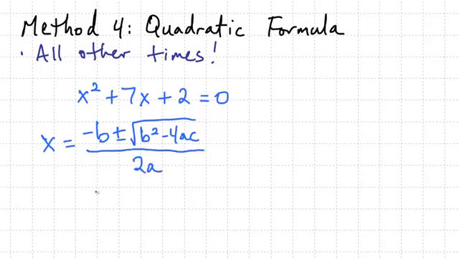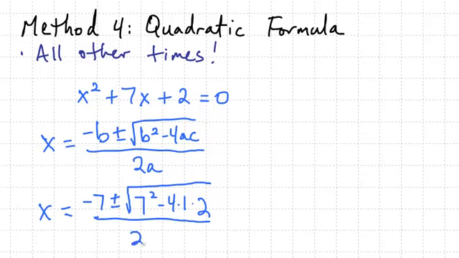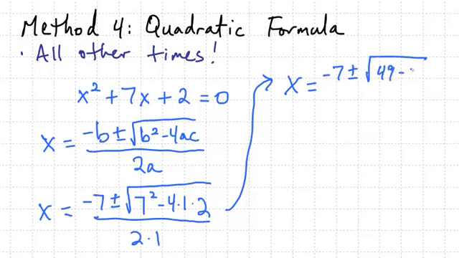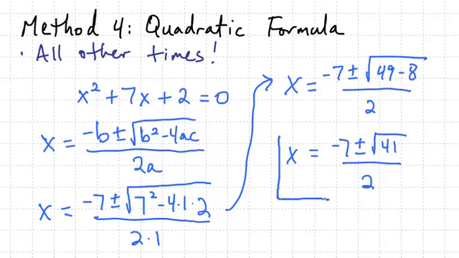Plugging in the values of a, b, and c, x is negative 7 plus or minus the square root of 7 squared minus 4 times 1 times 2, all over 2 times 1. So x is negative 7 plus or minus the square root of 49 minus 8, over 2. So x is negative 7 plus or minus the square root of 41, over 2.